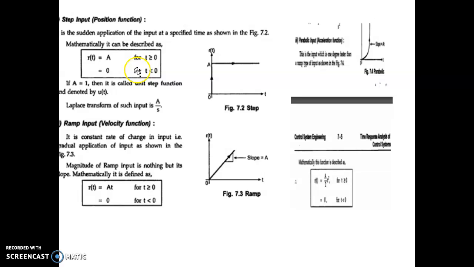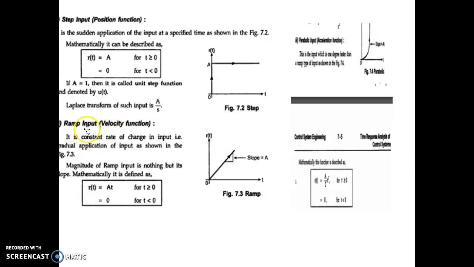It is represented in mathematical form as R(t) equal to A for t greater than or equal to 0. So for all positive values of t, the magnitude is constant. For negative values of t, the magnitude is 0, that is, R(t) equal to 0 for t less than 0.